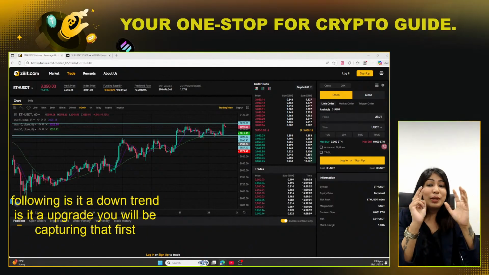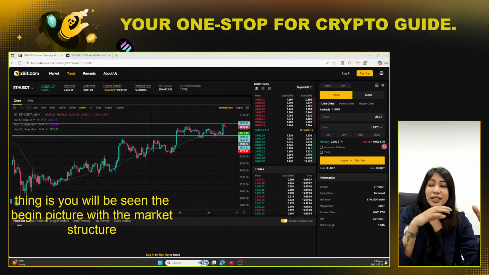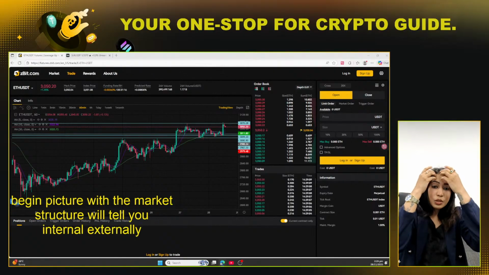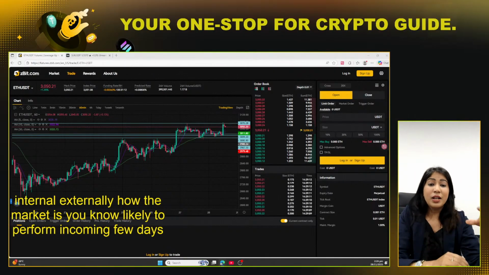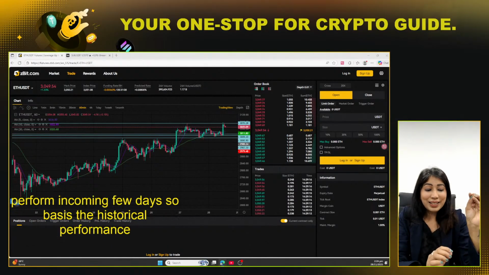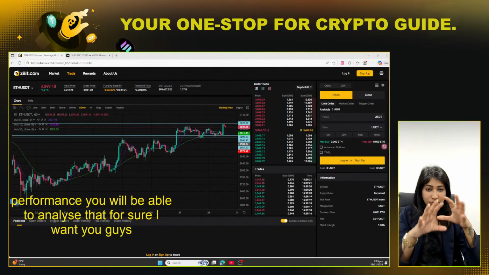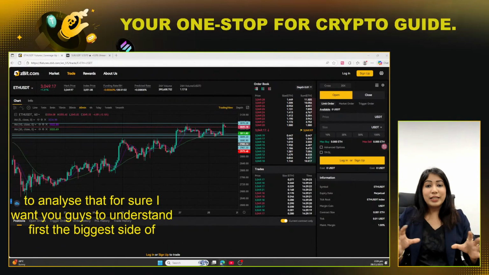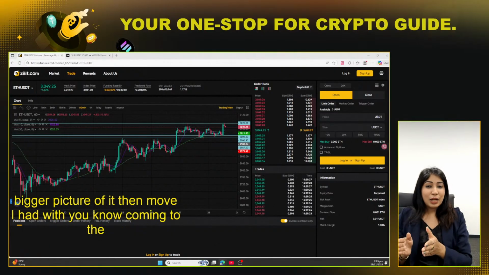The second thing is you will be seeing a bigger picture where the market structure will tell you, internally and externally, how the market is likely to perform in the coming few days, months, or whatever. Based on the historical performance, you will be able to analyze that for sure. So I want you guys to understand first the bigger picture of it, then move ahead to the small movements.